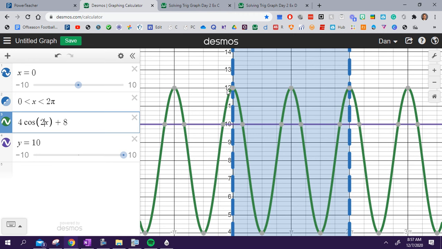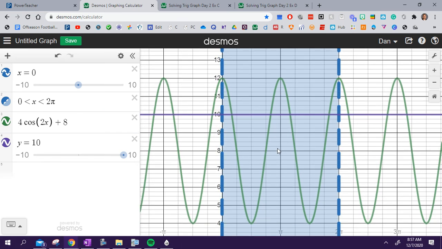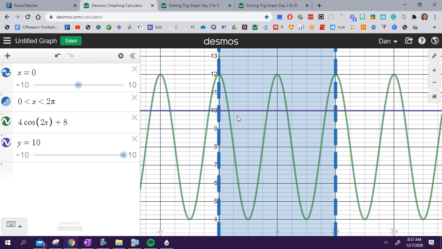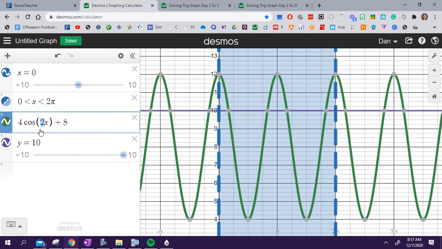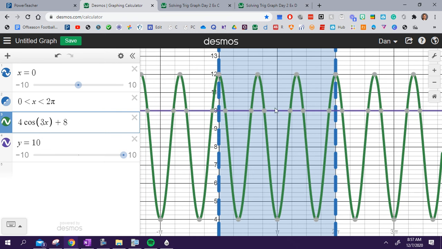So notice that now, in between 0 and 2 pi, I have 2 full period lengths. How many answers do I now have on that interval? There are 4. 1, 2, 3, 4, because I went faster. What if instead of a 2, I put a 3 in front? What do you think is going to happen? Well, I got 6 answers. 1, 2, 3, 4, 5, 6. Everybody see what's happening with that? It's a big difference.